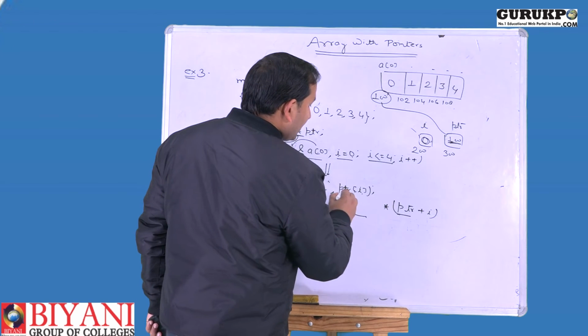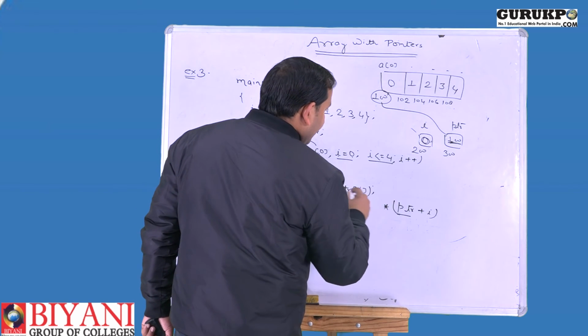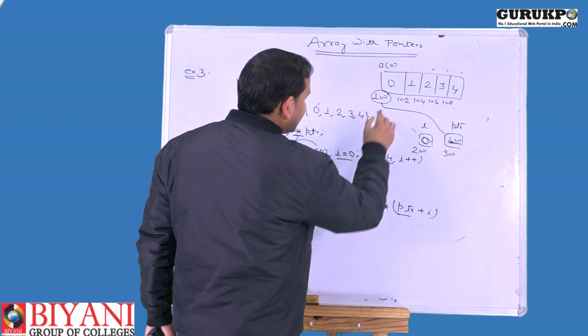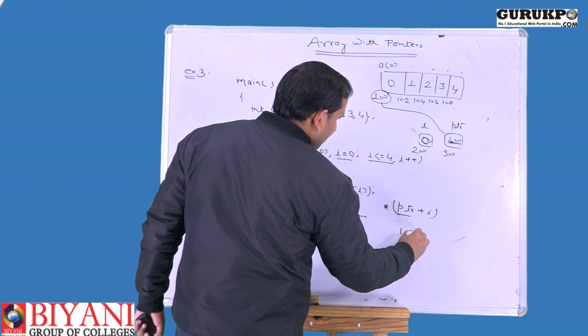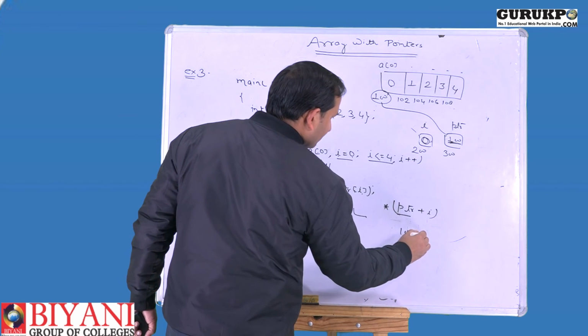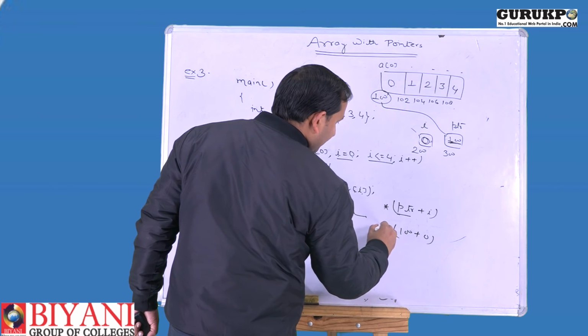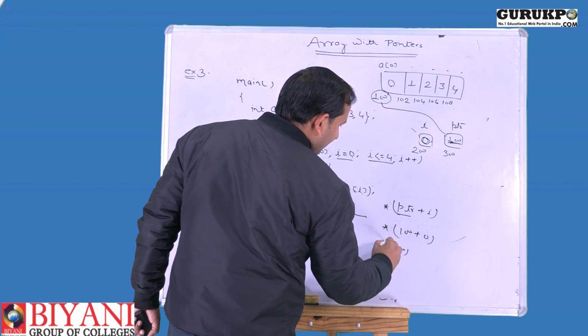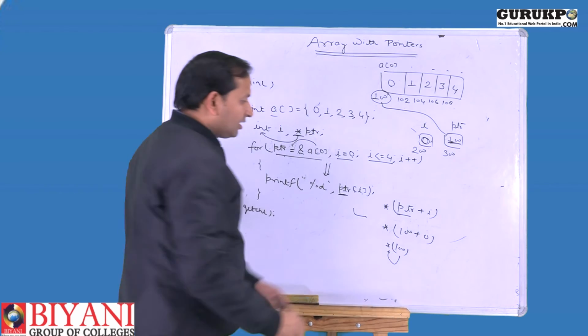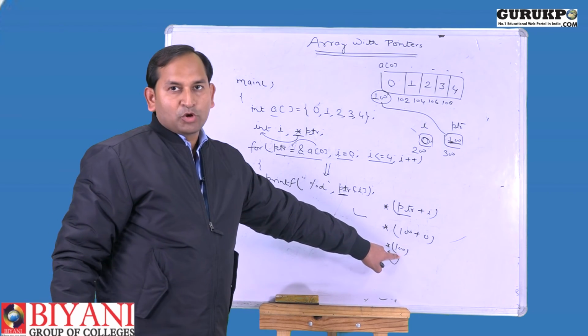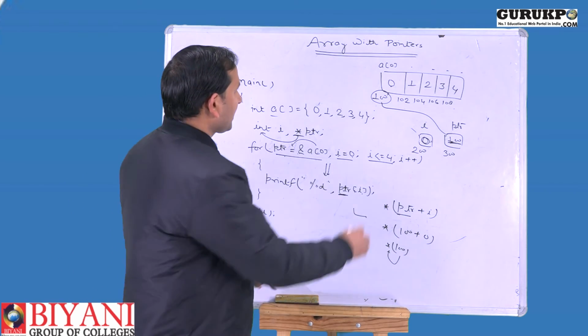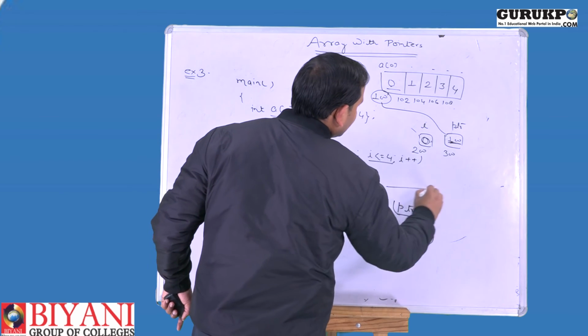What is the PTR? PTR takes the base address. The base address is 100, I is 0, and there is the value operator, so that is value at 100. The value at memory location 100 is 0. So it will print 0 the first time.